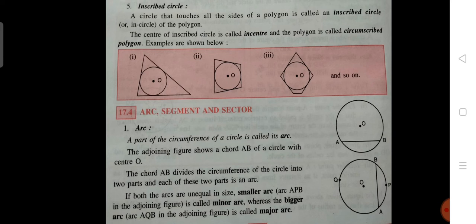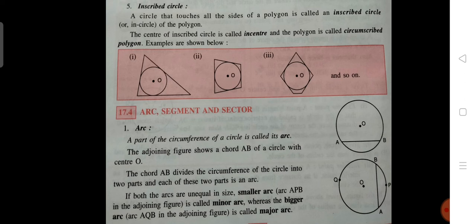And next are some important terms in a circle. That means arc, segment, and sector. I think you have studied these in previous classes, but we are recalling them. Arc, segment, and sector. The first one is arc. An arc is a part of the circumference of a circle. Look at that figure.